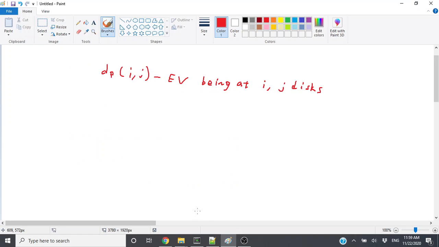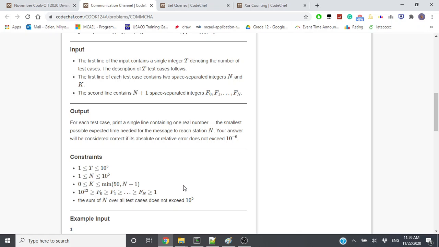Okay, so dp of i, j is the expected value of being at i having used j disks. So then the answer would be dp of n and anything. Obviously j is less than or equal to K, and K is at most 50, which is fine. This F thing is interesting. I feel like it's important somehow, or maybe it's just so that the probability isn't so terrible.